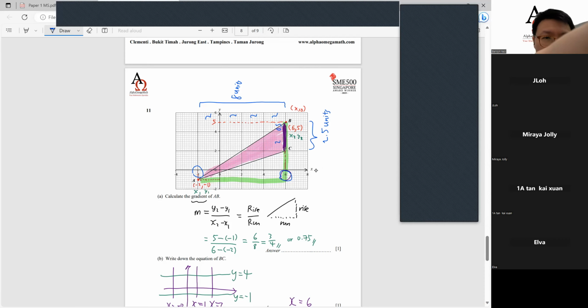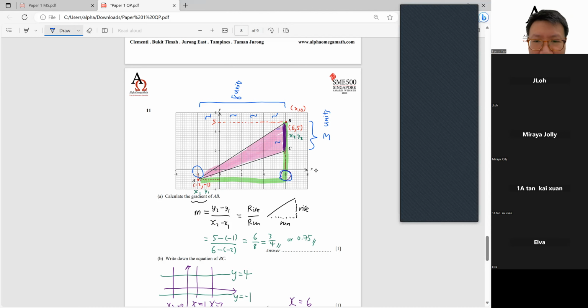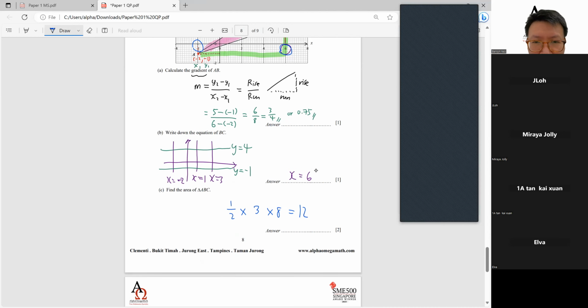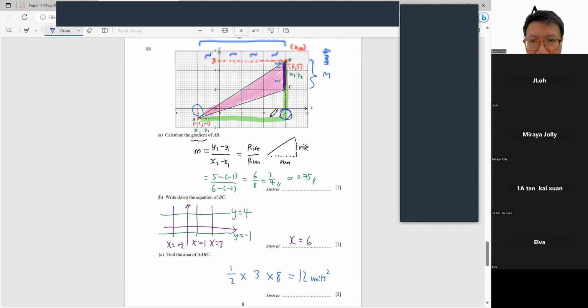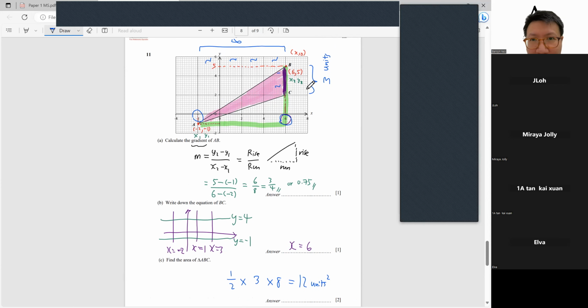So let me write it out properly. Here, it should be 1 unit. So total here will be 3 units. Okay, so half times 8 times 3 will be equals to 12 units squared. We use units because we don't know whether it's cm or meters. If it never tells you, use units instead. So the answer will be 12 units squared for this question. Be very careful to look for the base and the height accurately.